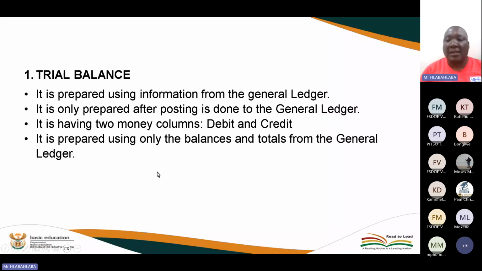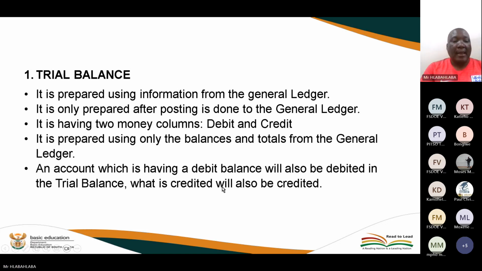And what I like about this one is that if you do a dry balance, you don't have to do the general ledger first and then the dry balance after. You only focus on the totals. You take the totals and then you prepare the dry balance. An account which has a debit balance will also be debited in the dry balance, and what is credited will also be credited.